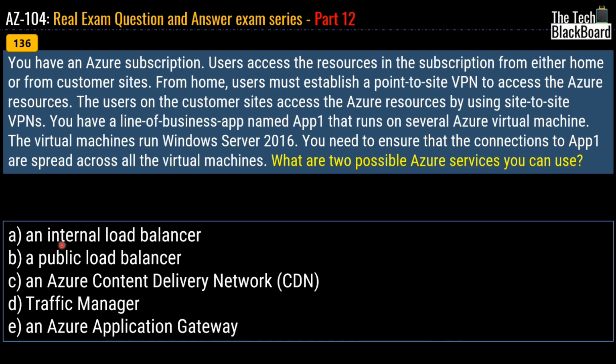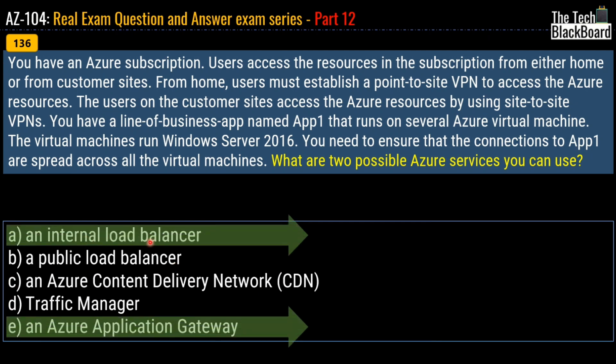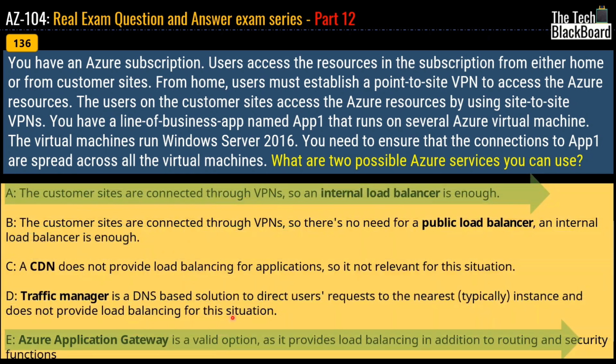Your options are an internal load balancer, a public load balancer, an Azure Content Delivery Network or CDN, Traffic Manager, or Azure Application Gateway. The correct answer for this question is option A, internal load balancer, and option E, Azure Application Gateway. Now let's check out the reasoning behind choosing option A and option E as the correct answer. So this is the correct explanation of the answers.